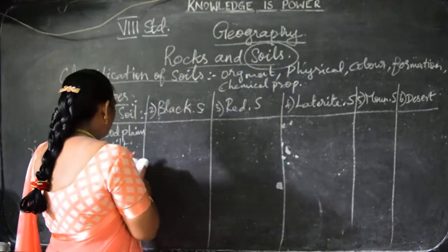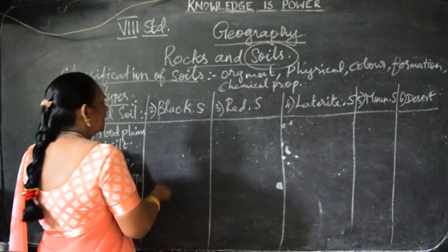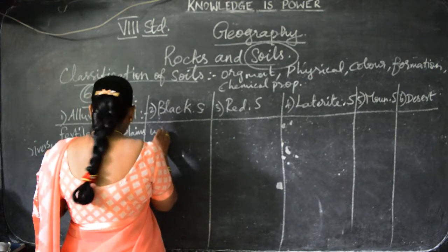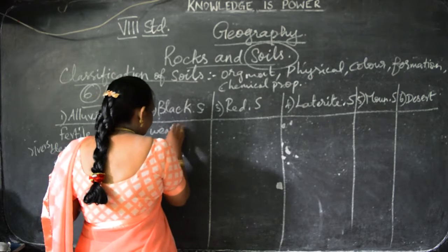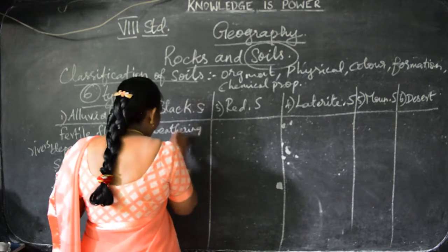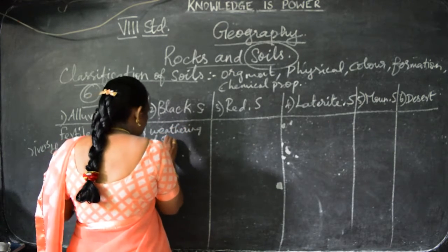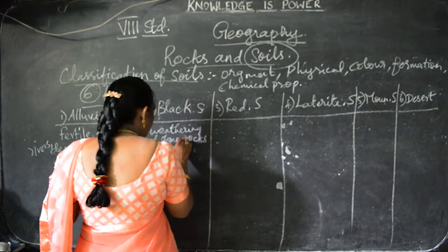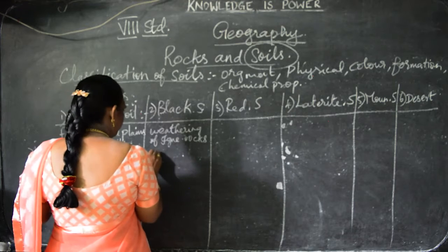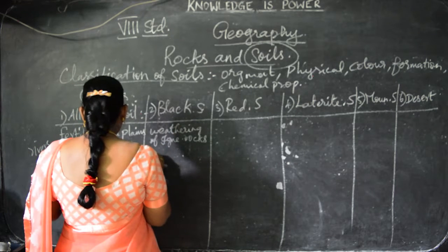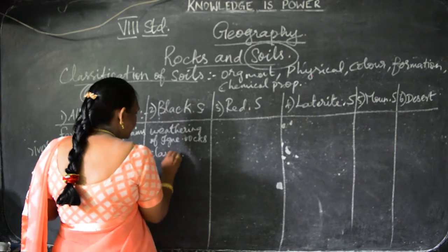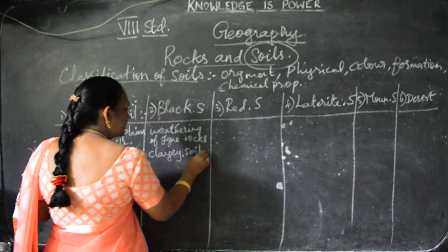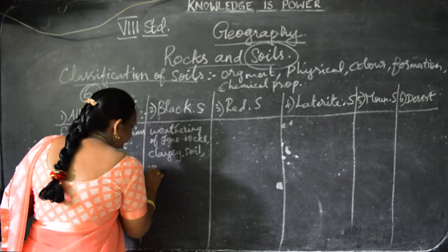And now, second, we are going to see about the black soil. This black soil is formed by the weathering of magma, that is, igneous rocks. Can you follow? Because of the molten magma, these are clayey soil. Black soil or clayey soil, and it is retentive of moisture.